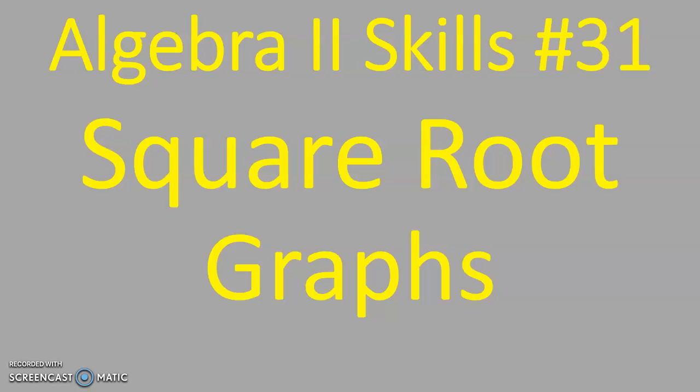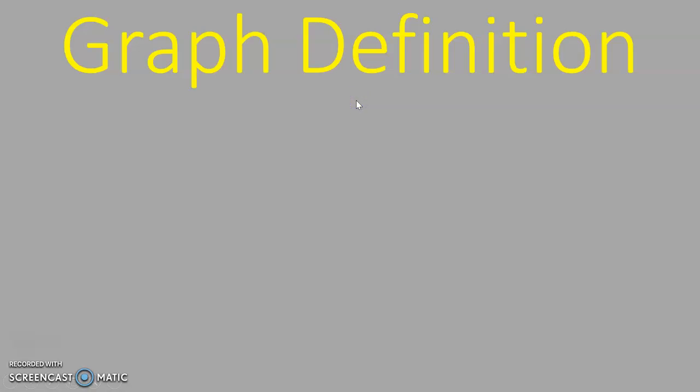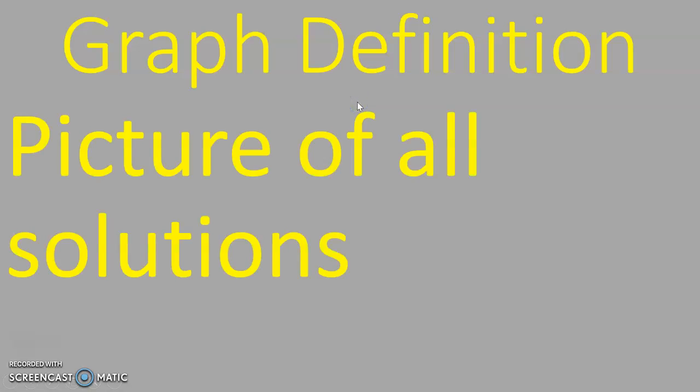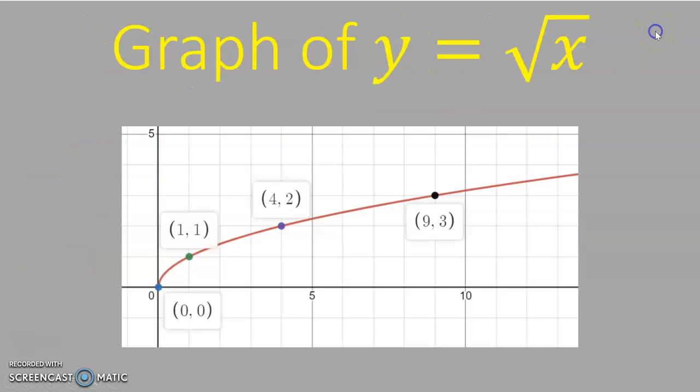Okay, Algebra 2 skills number 31, square root graphs. We're going to look first at what a graph is. A lot of people don't realize what a graph actually is. It's simply a picture of all solutions. Okay, solutions being ordered pairs that make an equation true, or values of x that make an equation true. So that's what a graph is in math.